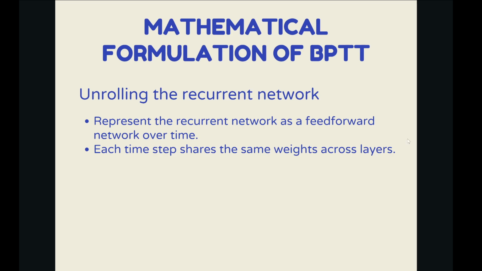Now let's look at the mathematical formula of BPTT. First, we unroll the recurrent network, treating it as a deep feed-forward network where each layer represents a different time step. The same set of weights is used across all steps, ensuring that past information influences future predictions.